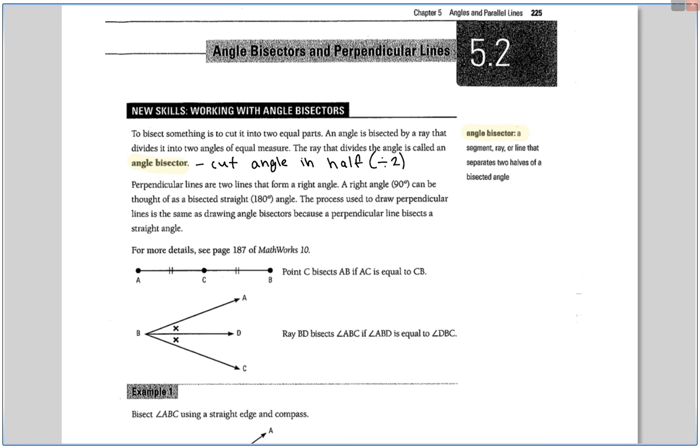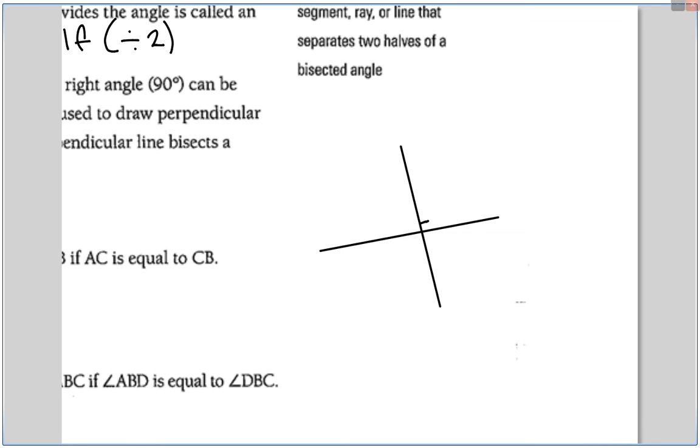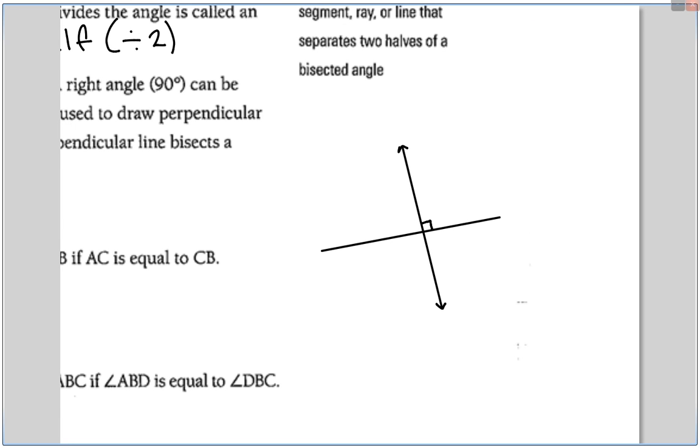And the other part of the title there is perpendicular lines. And a perpendicular line are two lines that form a right angle. So perpendicular lines cross at such an angle that they make the square angle. So we would say these two lines here are perpendicular because they meet at 90 degrees to each other.